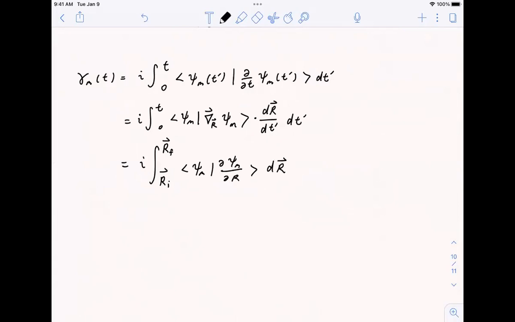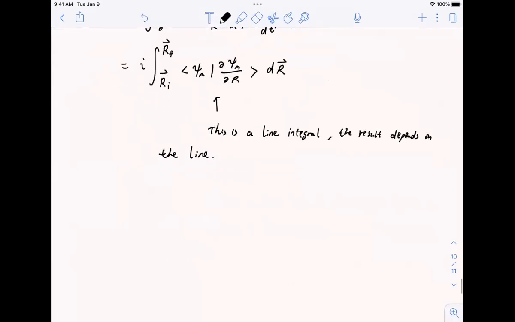Then what is this? This is a path integral. Not path integral, it's a line integral. Don't get confused with Feynman's path integral. This is a line integral. That means the result depends on the line. Okay, the result depends on the line.